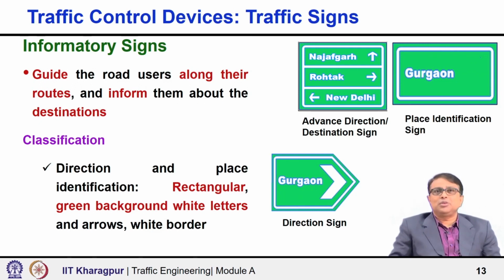One is direction and place identification, as I have shown here. You can see all these are rectangular, with a green background, white border, white arrow, and white letters for the place name. All these are very much standardized.